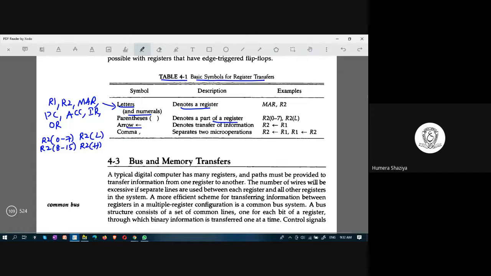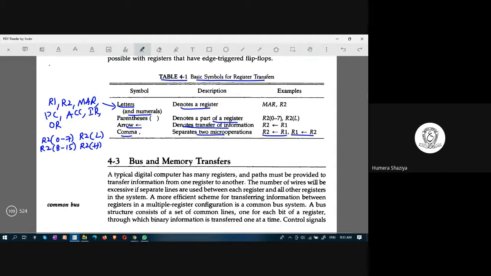This one, the arrow, is the replacement operator that denotes the transfer of information. Comma separates two micro operations. The transfer is also a micro operation. This one is transferring from R1 into R2. This one is transferring from R2 into R1. Both are micro operations, and both are separated by a comma.